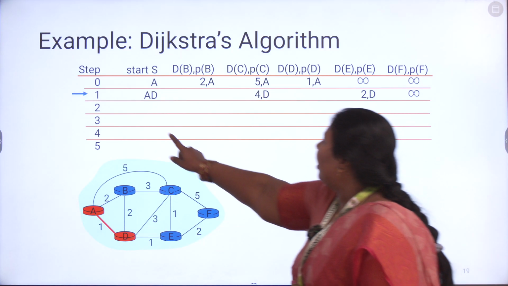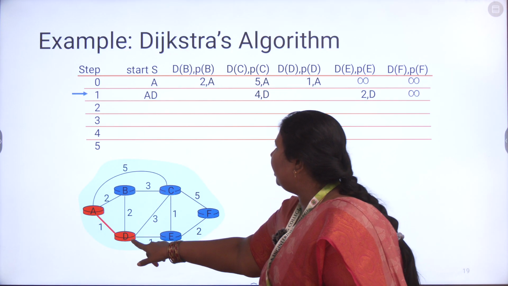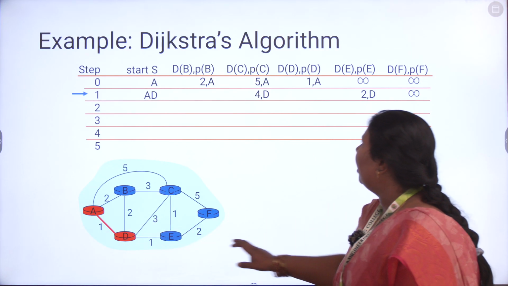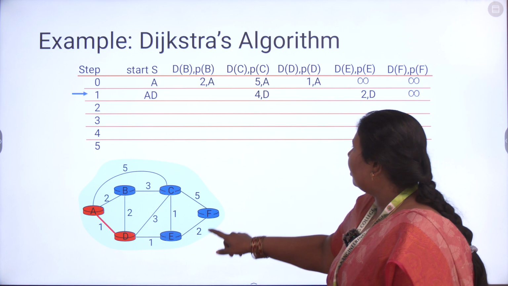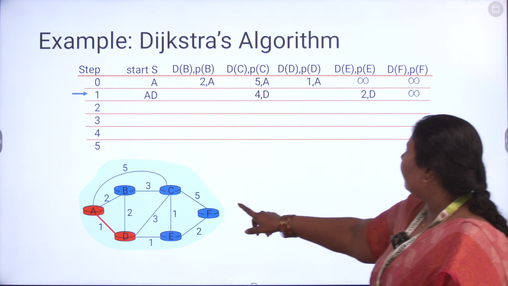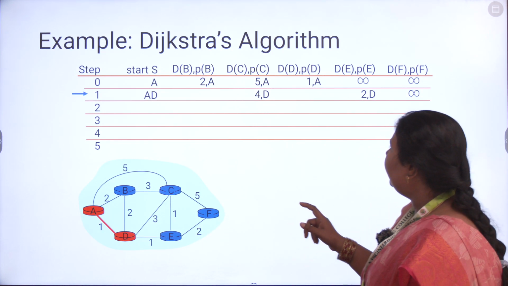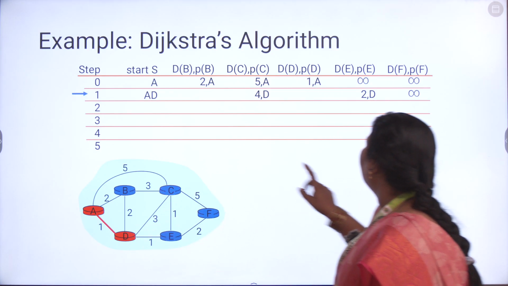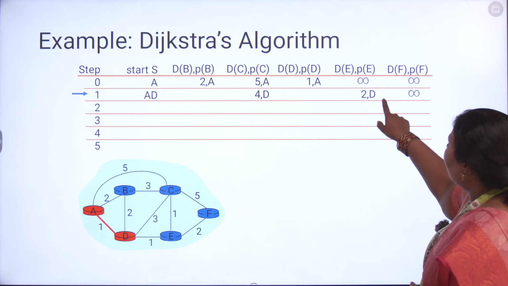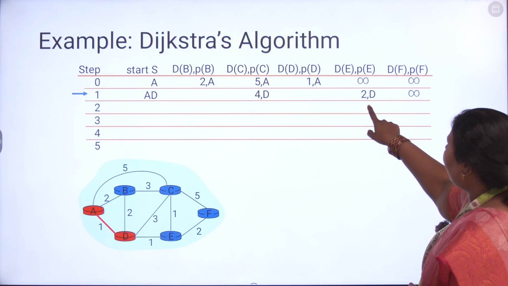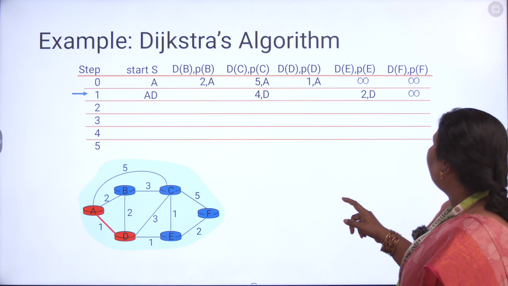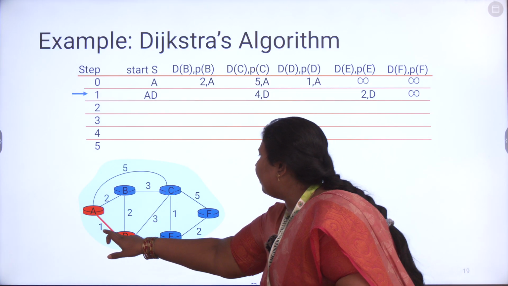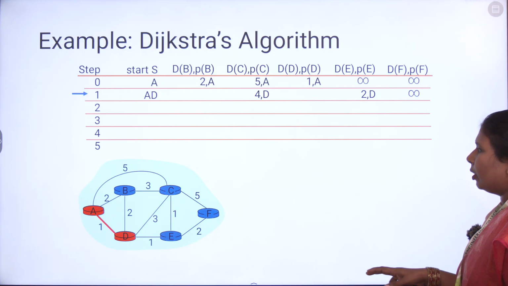Next, you have A to D as 1, which is the cost starting from A to D. And then C. In order to reach C, you have 4 and D. So through D you have 3 plus 1. Okay. Next one, E. For E, you are passing through D, so you have 1 plus 1, no problem, no issues.